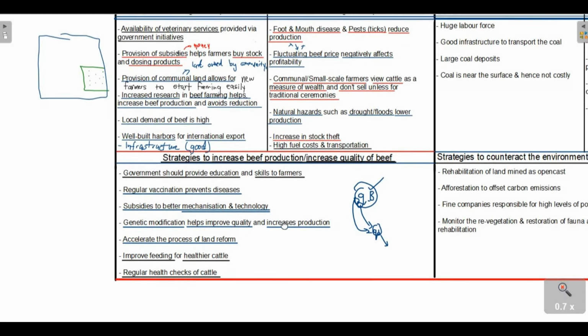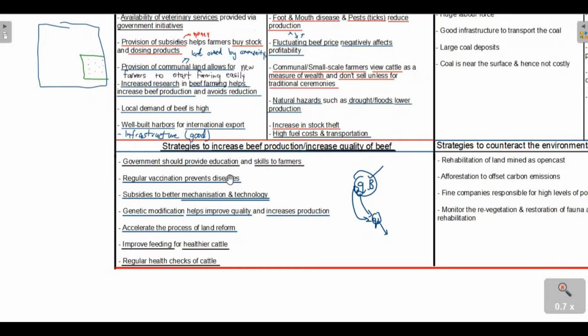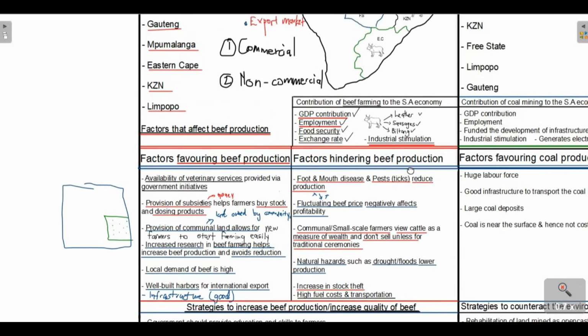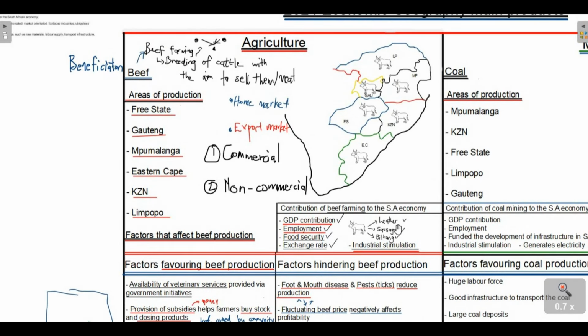That's what we mean. So yeah, guys, those are your strategies to increase beef production or increase the quality of beef. If you have any more, again, feel free to write those down in the comments below. And so that is beef, guys. Everything that you need to know about beef.